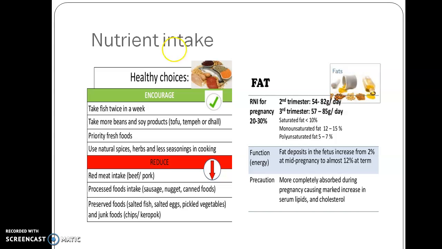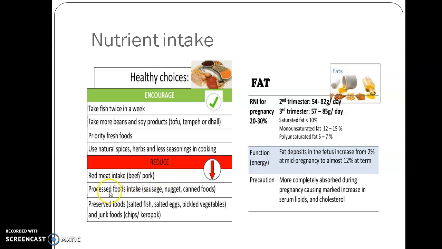Now nutrient intake, that is the healthy choices we need to encourage. We should allow pregnant women to take fish twice in a week, take more beans and soya products, and we should give priority to fresh food, use natural spices, herbs, and lessen the use of seasonings in the cooking. That is, less use of oil, and you should use more natural ingredients rather than depending on processed and canned food. We should always reduce red meat intake like beef and pork.